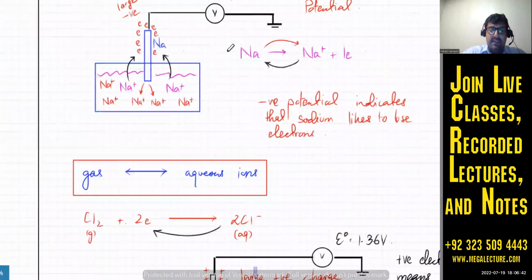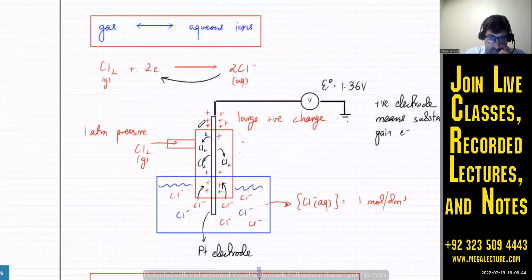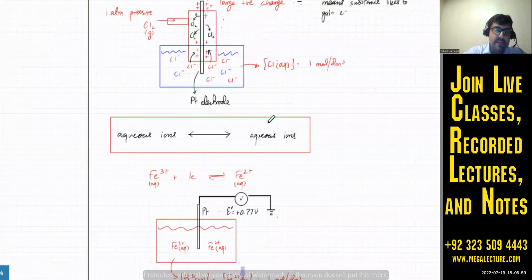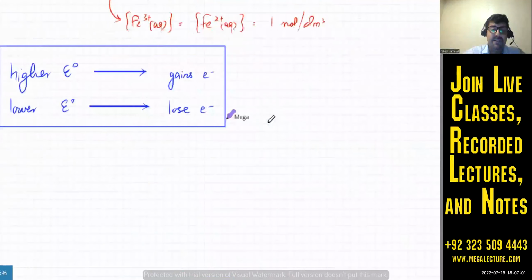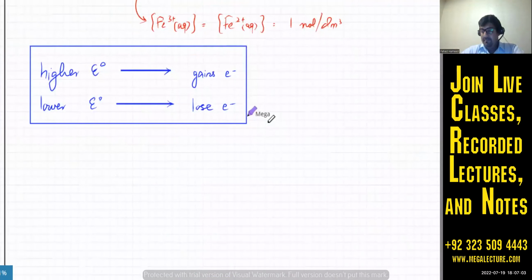And vice versa, high E naught, Cl2 was doing what? It was gaining all the electrons from the platinum electrode, because Cl2 really likes to gain electrons. So the platinum electrode became more and more positively charged. So a higher potential indicates that it wants to gain electrons. So this over here is the entire summary of the chapter. Okay, just before moving on, keep this in your mind. High E naught gains electrons, low E naught loses electrons. Okay, just make sure you memorize this.